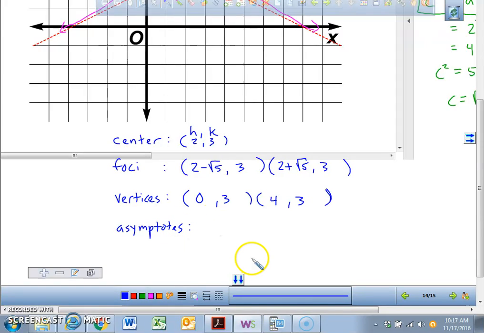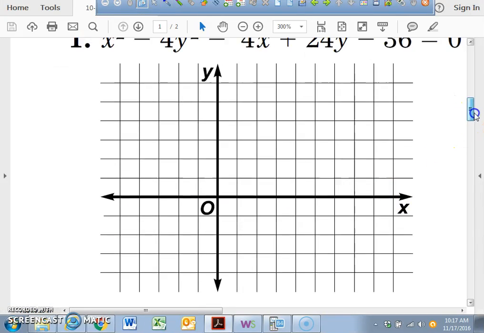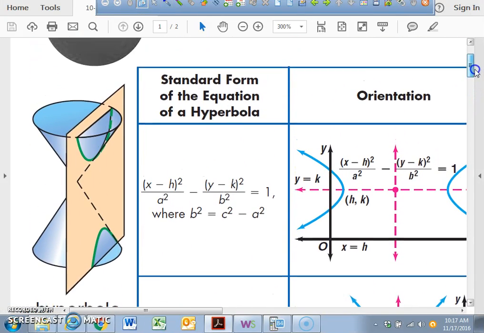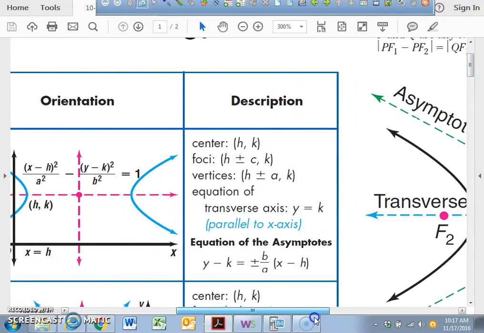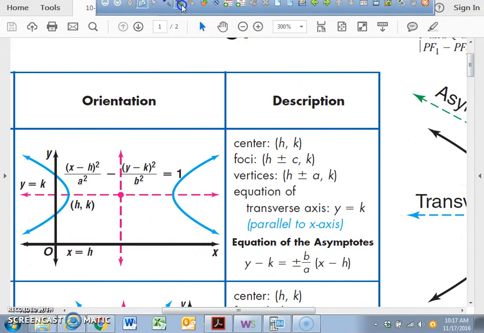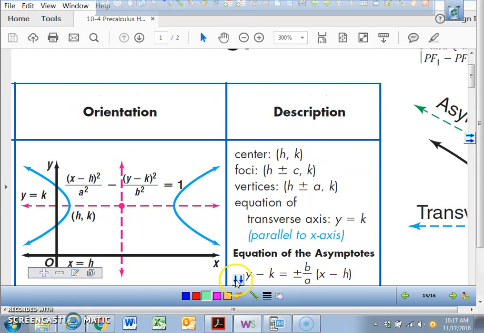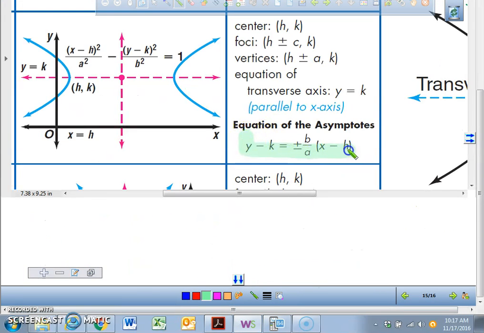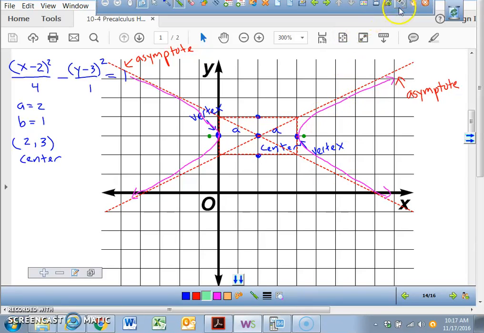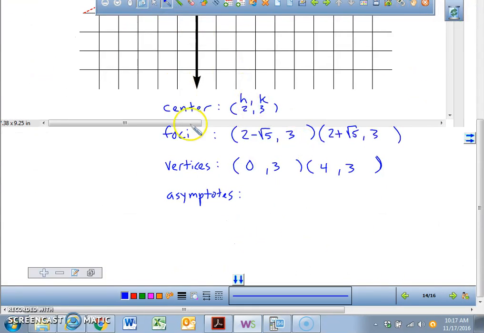Now this is the one that will be kind of tricky. What are the equations for the asymptotes? Let's look right quick up here at your little chart. Does everybody see right here where it says equations of the asymptotes? What I want you to do right now in your journal is write this down: y minus k equals plus or minus b over a. We're going to write this down real quick. We'll take it and move it right over here. I'll do it in green.